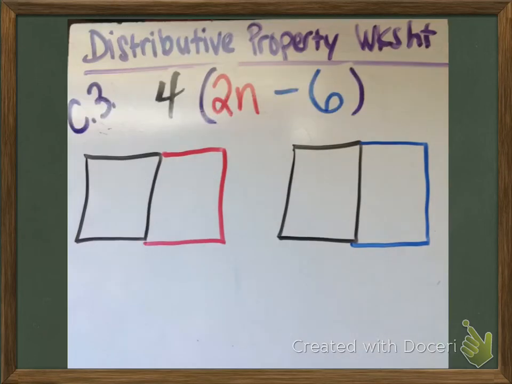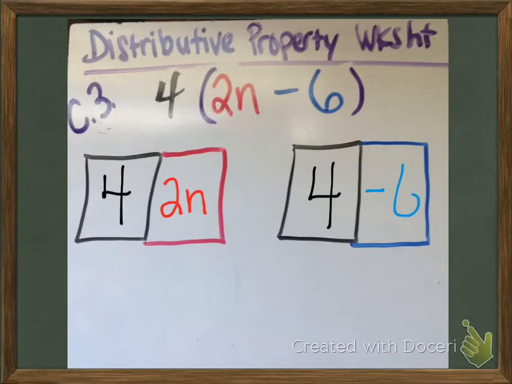C3. 4 times the quantity of 2n minus 6. What do you think the answer is? First, bring down the 4 that you are multiplying with. Then the positive 2n, and finally the negative 6.